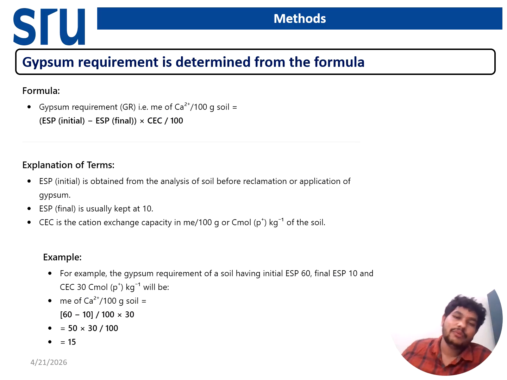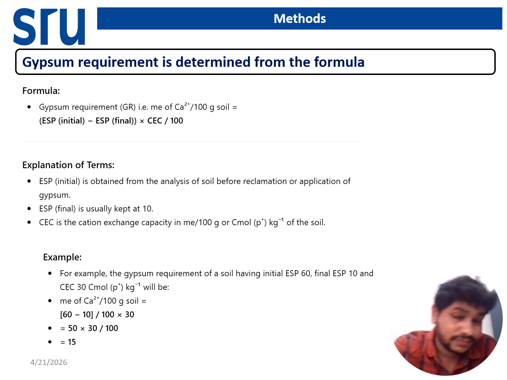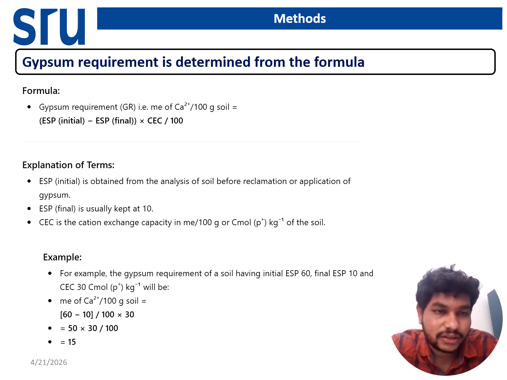The gypsum requirement we will calculate by the Schoonover method. The gypsum requirement formula is ESP initial minus ESP final, into cation exchange capacity, divided by 100. That will calculate the milliequivalents of calcium per 100 gram of soil. ESP initial is the ESP before the reclamation, and ESP final we will keep constant at 10. Next, see the cation exchange capacity.